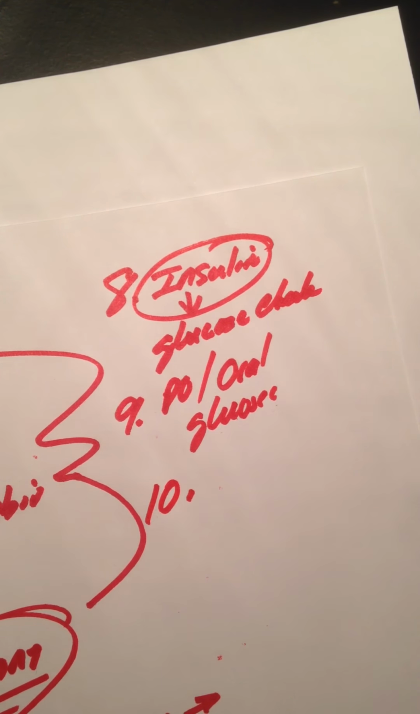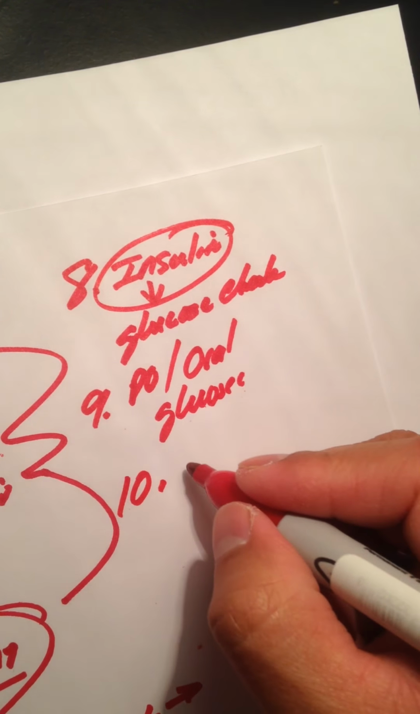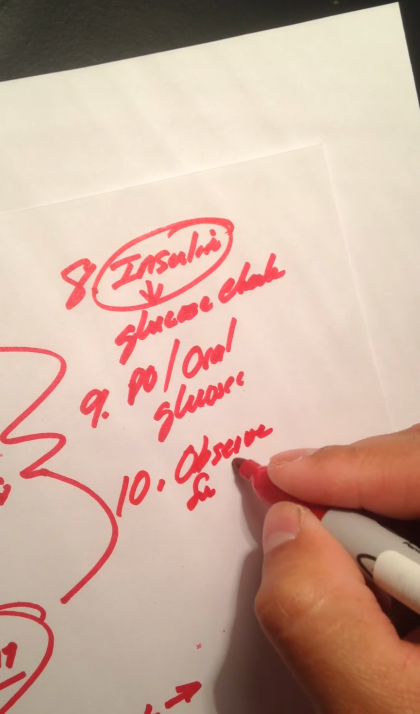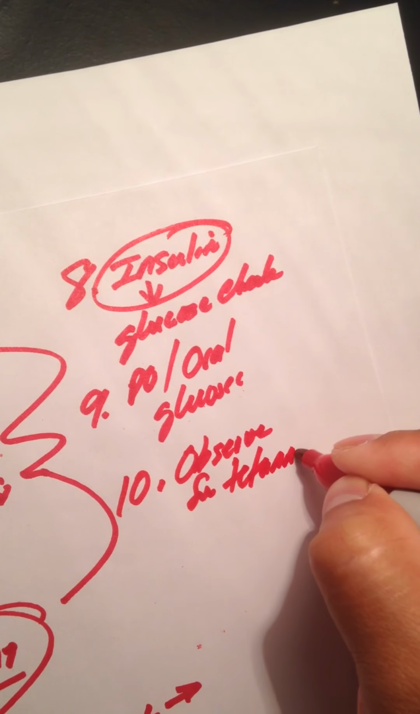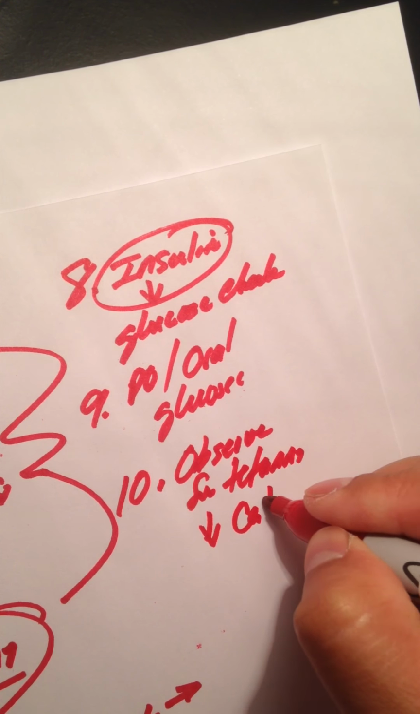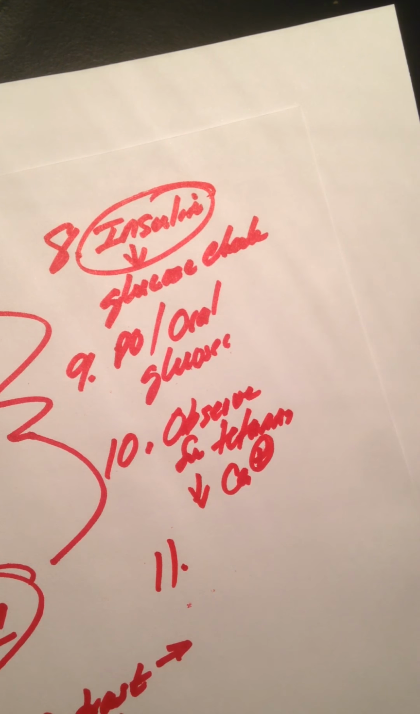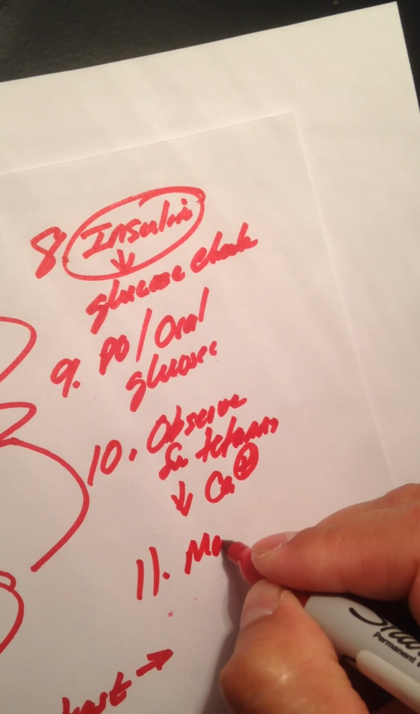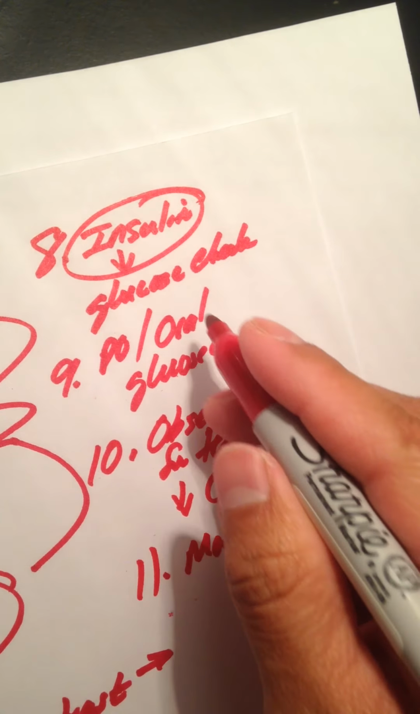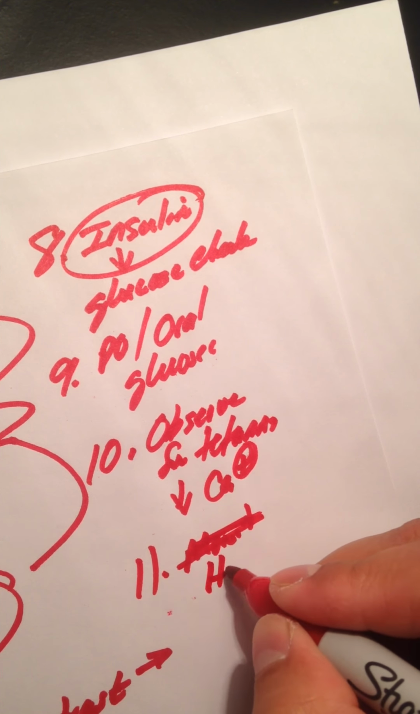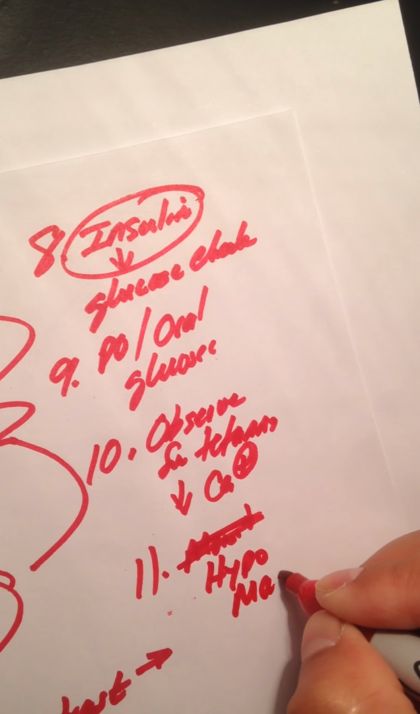Number 10, again, you're going to observe for tetany. And again, that is due to decreased calcium levels. 11, you're going to monitor for hypomagnesemia.